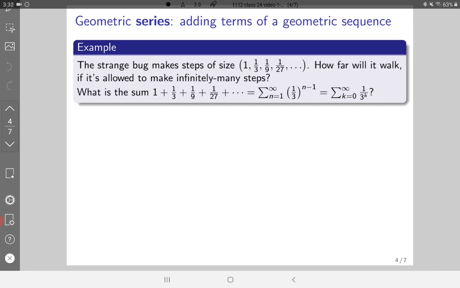And trying to conceptualize things that we can't literally conceptualize. But another way to think of that is if the bug makes these step sizes, they're getting smaller and smaller, then it's taking much less and less time to actually do them. And so, theoretically, when you walk across the room, you're taking infinitely many steps.